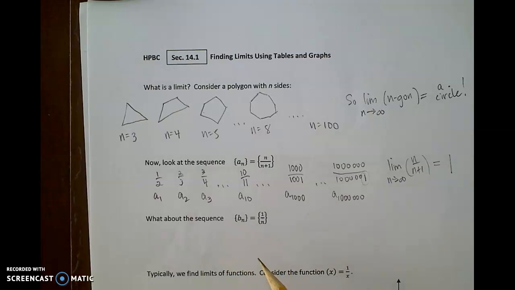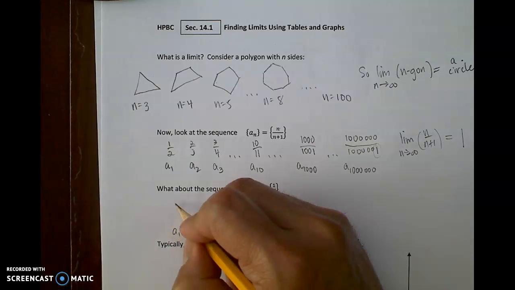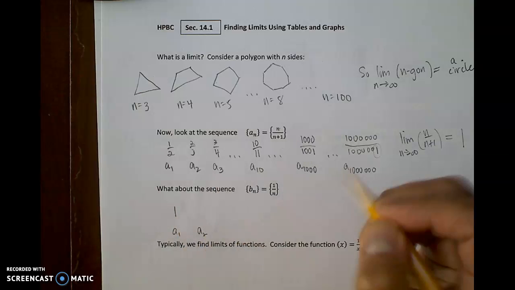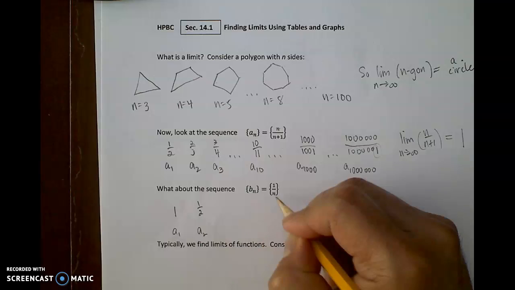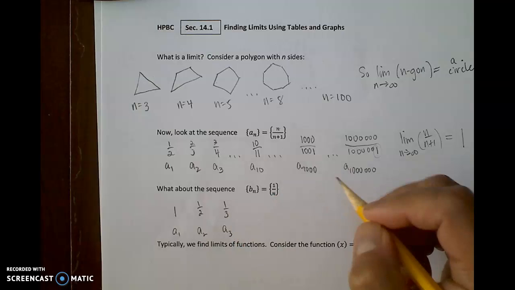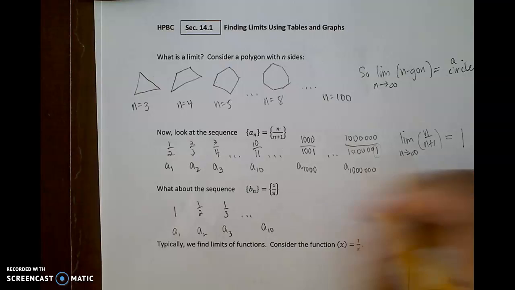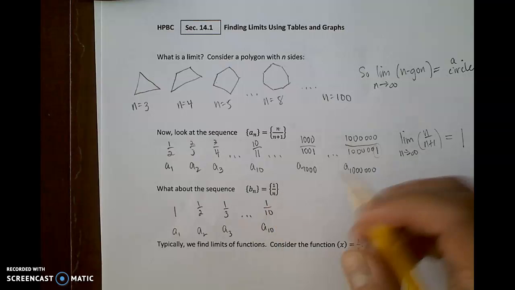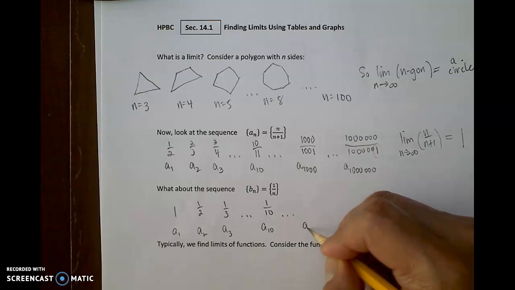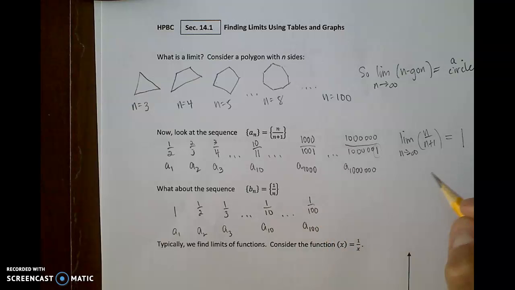Take a look at this sequence. We plug in for the first term, we have 1 over 1 or just 1. The second term, 1/2. Find the third term, plug 3 in for n, I get 1/3. We skip over to the 10th term, plug 10 in for n. Do we see where this sequence is going, what the limit is as the value of n gets to be really big?